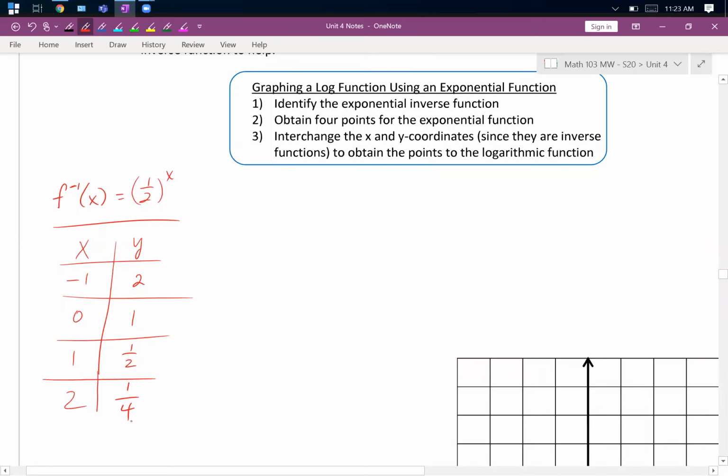But these are not the points that we want to graph. We're trying to graph f of x equals log base 1/2 of x. And these points are for 1/2 to the x. What we're going to do to get the points we actually want is to interchange our x and y values, because that's what happens with inverse functions. The x and the y values change.